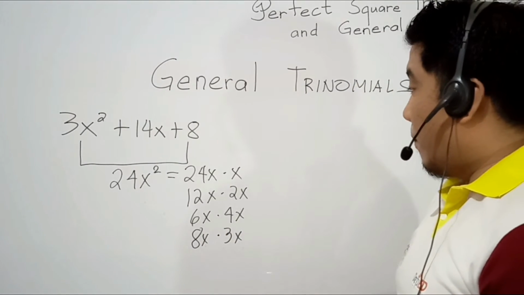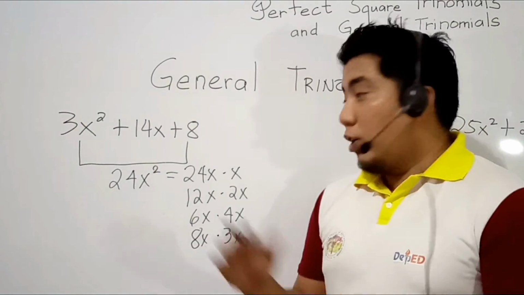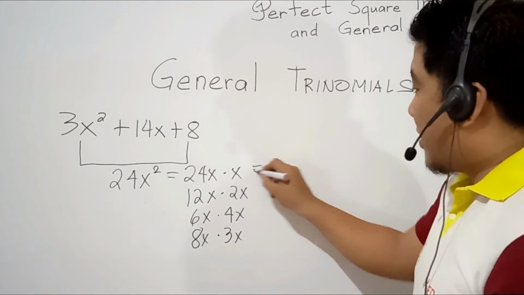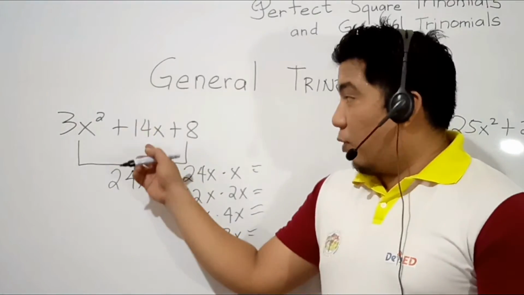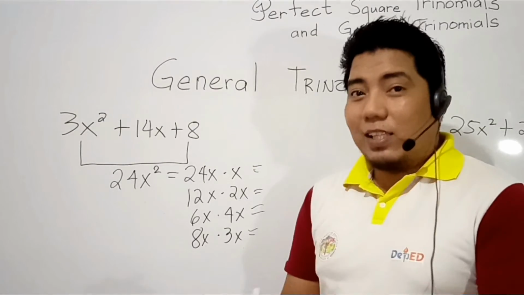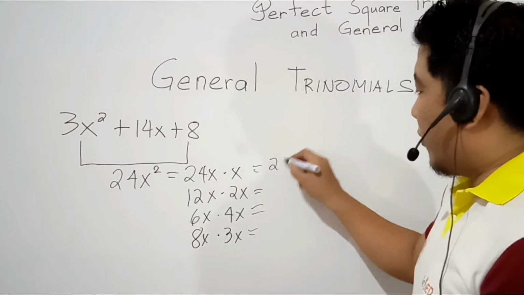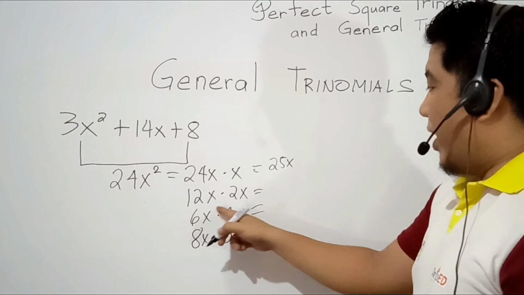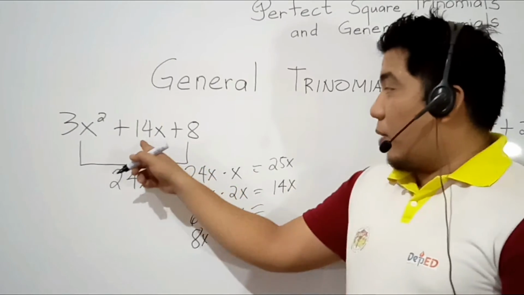What else? Nothing. Okay, so these are our factors for 24x squared. Now let us add them. When we add them, if the resulting answer is 14x, then that is the pair that we will use. 24x plus x, that is 25x. 12x plus 2x, that is 14x. We already have our answer.